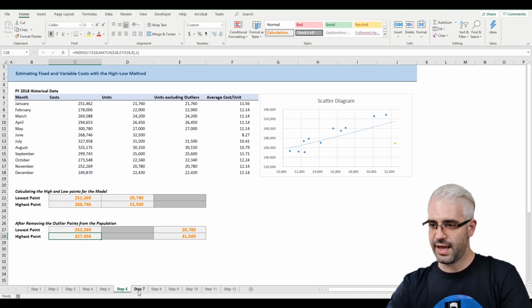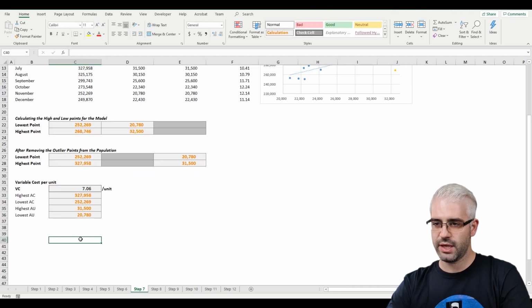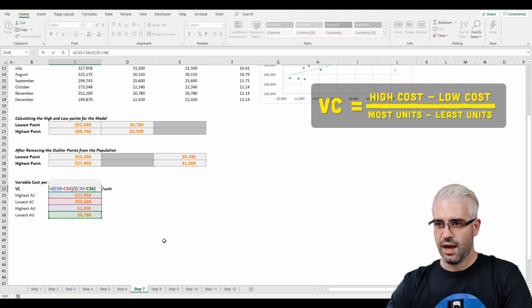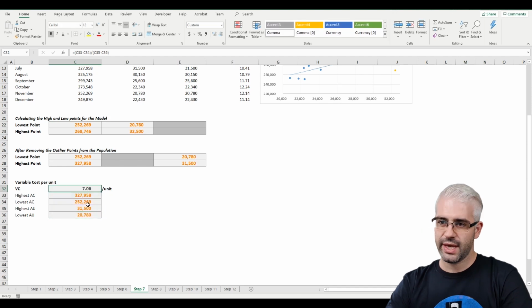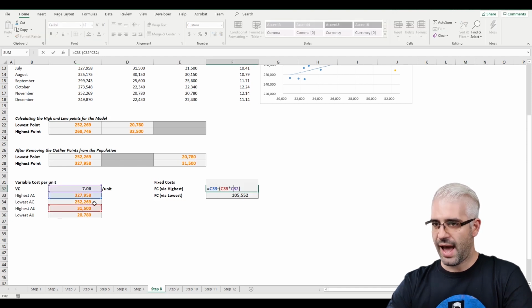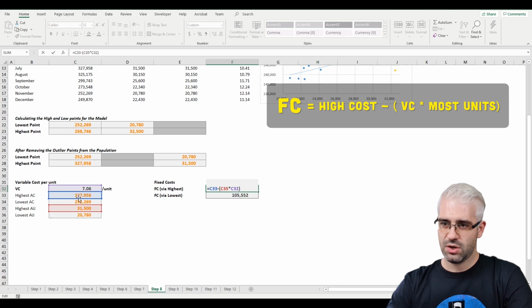Now that we have the lowest and the highest point, next thing we're gonna do is use the formula and calculate our variable cost per unit. So what we have here is the highest activity cost minus the lowest activity cost over highest activity units minus lowest activity units. That way we get 7.06 per unit. By having this, we can now calculate the fixed cost. We can either calculate those with the highest data point. So we get the highest activity cost minus the calculated variable cost per unit.